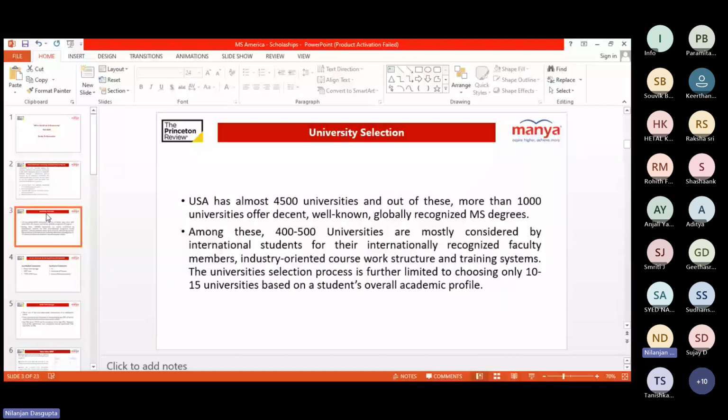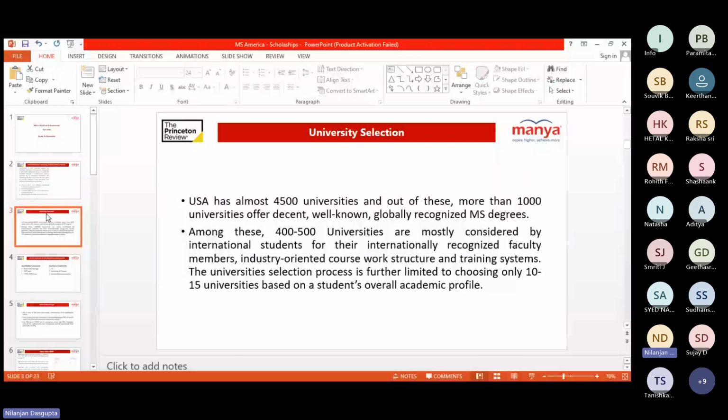Next is, of course, university selection. The USA has almost 4,500 universities in the entire country. For you, probably 1,500 universities will be important, because this is the typical number of universities which offer a very good master's program. Out of those, probably only 300 to 400 universities will be important for you. And out of those 300 to 400, you need to apply to only 10 to 15 universities. So university selection is very important, and that should be an informed decision.